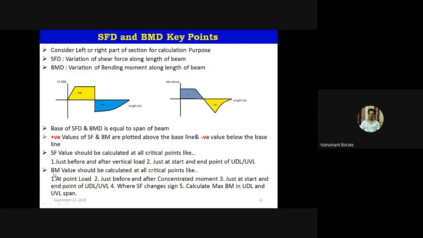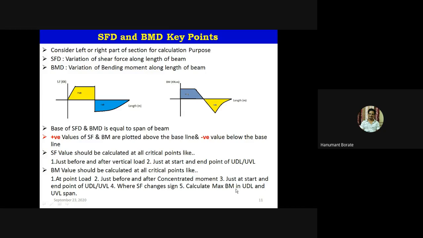Now we'll see the critical points to draw the bending moment diagram, or to take a section on a load diagram. First critical point, at point load, we need to take a section. Second critical point, just before and after concentrated moment, we need to take a section for the bending moment. Third critical point, just at a start and end point of a UDL and UVL. And fourth, where SF changes its sign, means whenever SF changes from positive to negative or negative to positive, at that point also we need to calculate bending moment.